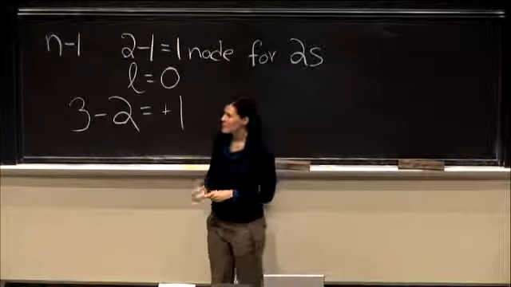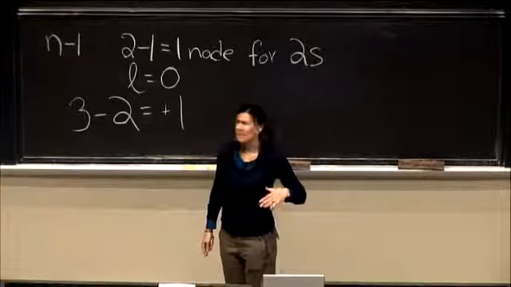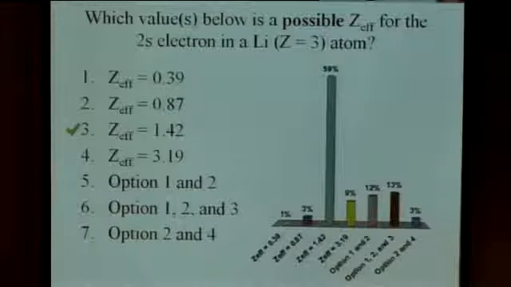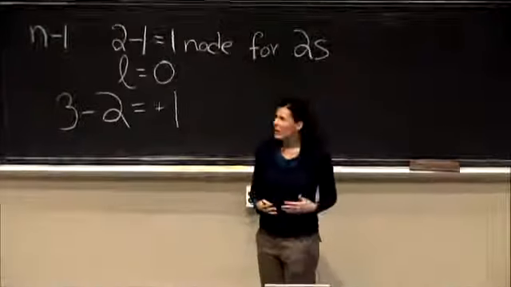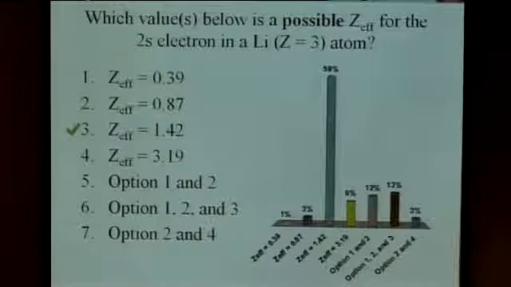So the minimum that we're going to see is that the smallest Z effective we can have is going to be equal to 1. So any of the answers that said a Z effective of 0.39 or 0.87 actually aren't possible, because even if we saw total shielding, the minimum Z effective we would see is 1. And I think it looks like most people understood that 4 was not a possibility.